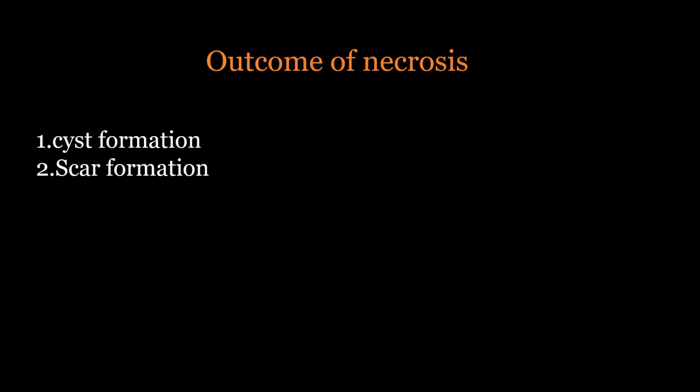Outcomes of necrosis. What are the outcomes of necrosis? If necrosis happens, what are the things that are formed? One is the formation of a cyst. Two is scar formation. The third one is self-mutilation, and the fourth one is ossification, which is the formation of bone. So these are the outcomes of necrosis.